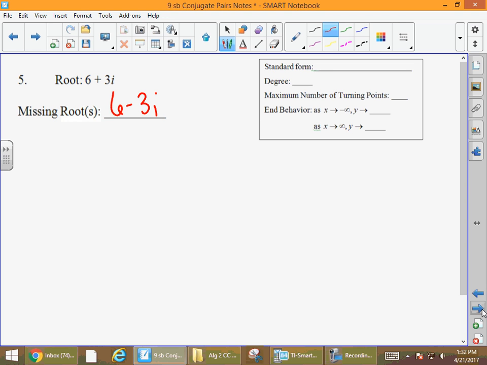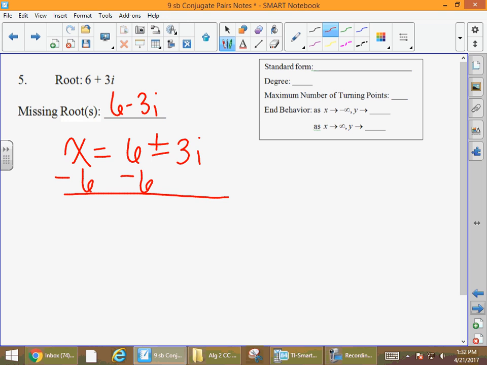Well, this is what we're going to do. We're going to say x equals 6 plus or minus 3i. The only difference there is the sign. Our ultimate goal is to write the polynomial in standard form. But in order to do that, we need to isolate the plus or minus. That's the issue in this problem. So to isolate the plus or minus, we're going to subtract 6 from both sides. And we get x minus 6 is plus or minus 3i.